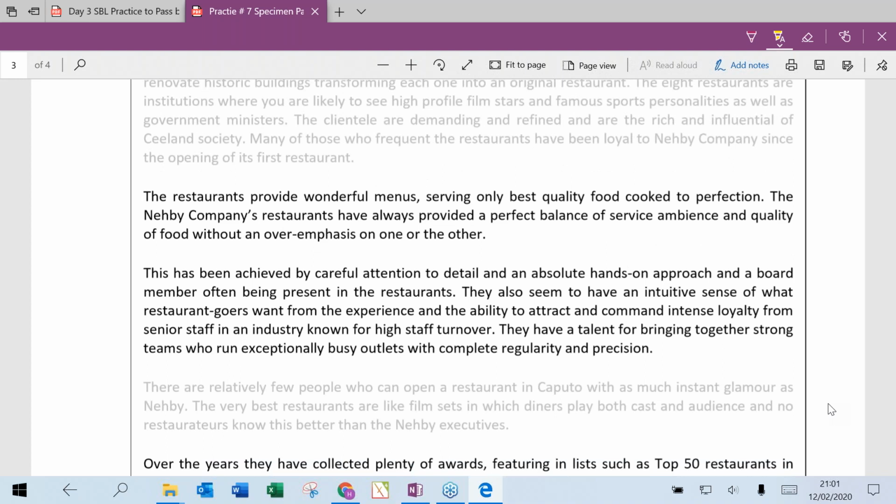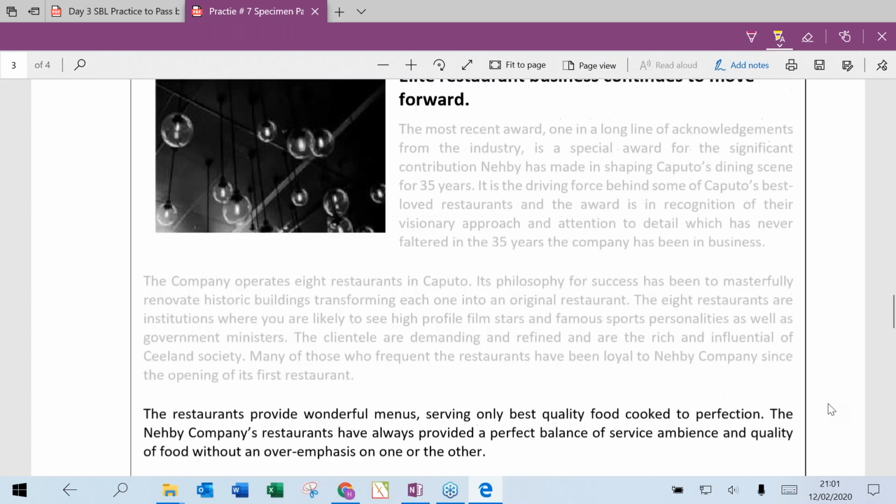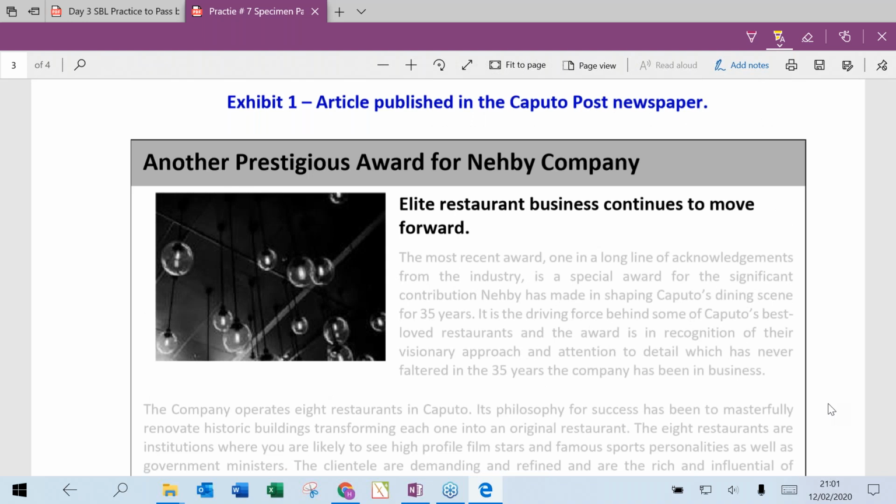Okay. So it's an article which says another prestigious award for NABI company. Is that good or bad? Yeah. Elite restaurant.